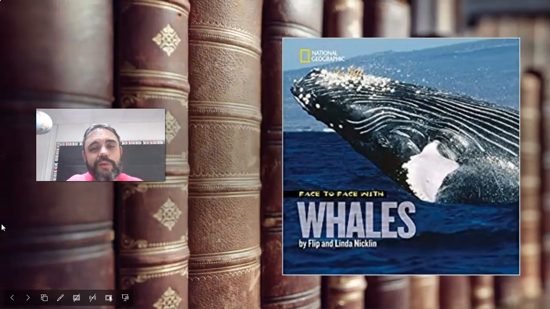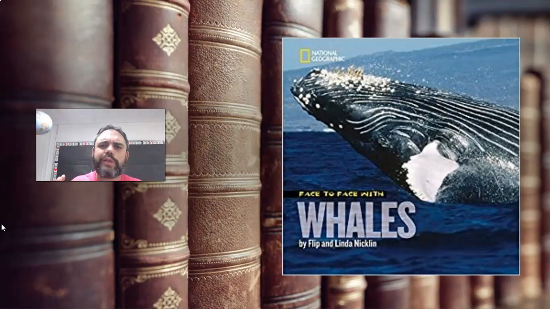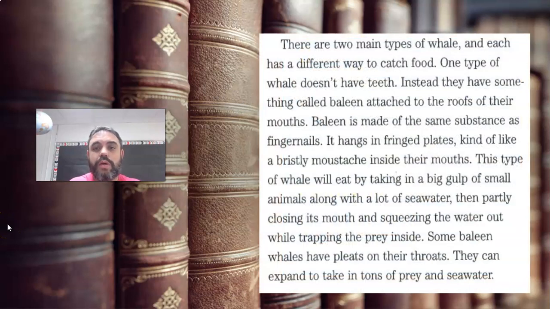All right, our example today of nonfiction text in a compare and contrast structure comes from Face to Face with Whales. And we were able to look at this a little while ago in our text features for nonfiction text last week. So this should be familiar to you, okay? But I want to draw your attention specifically to pages 18, 19, and 21. So let's take a look at those right now.